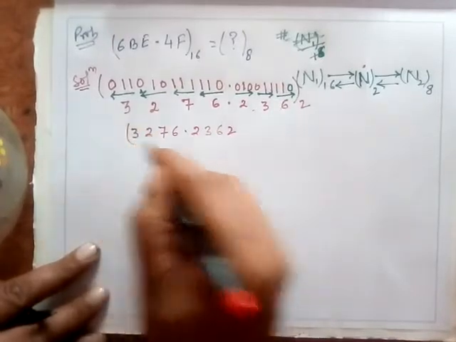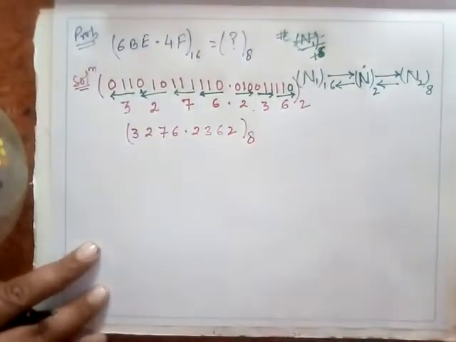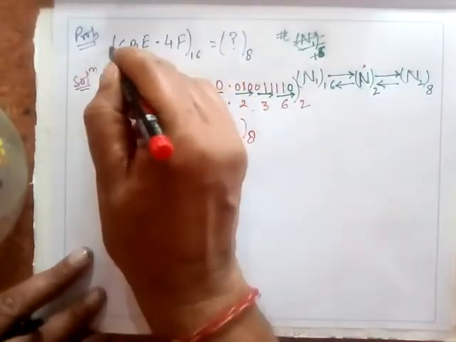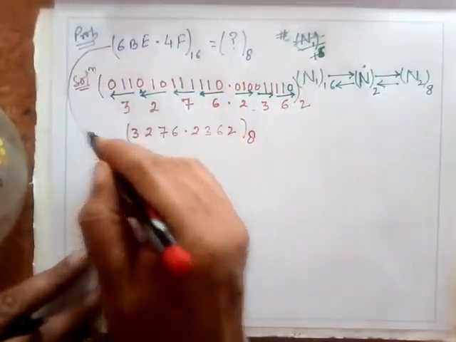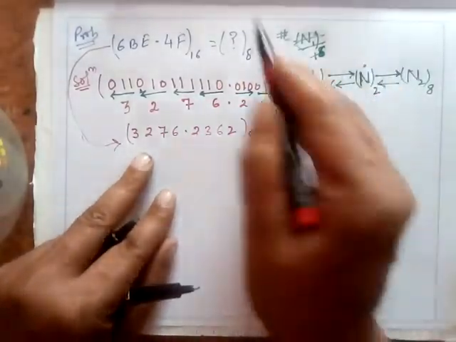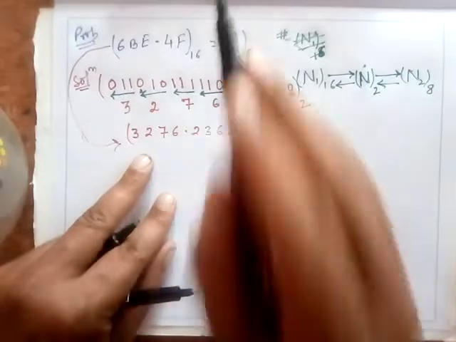6.236 in base 8. So this is how I have converted this base 16. This number in base 16 is converted into base 8 via base 2. I have not gone into base 10. So this is as simple as it is.